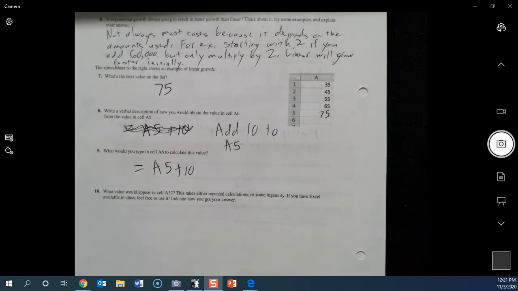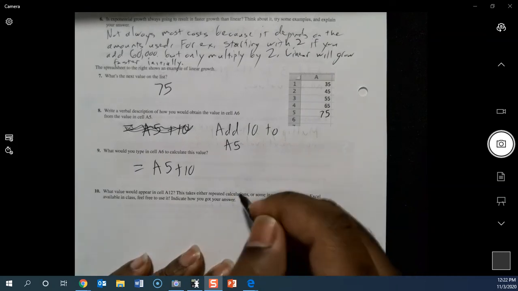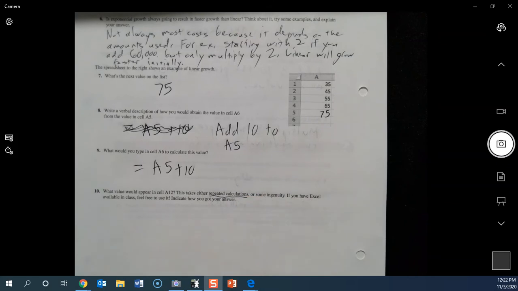Okay, number 10. What value would appear in cell A12? This takes either repeated calculations or some ingenuity. If you have Excel available in class, feel free to use it. Indicate how you got your answer. Now, it says here repeated calculations.